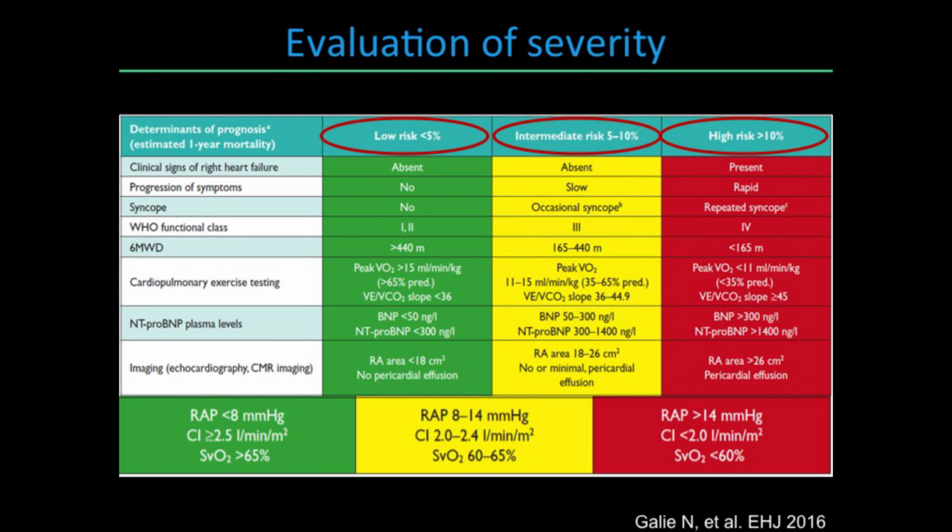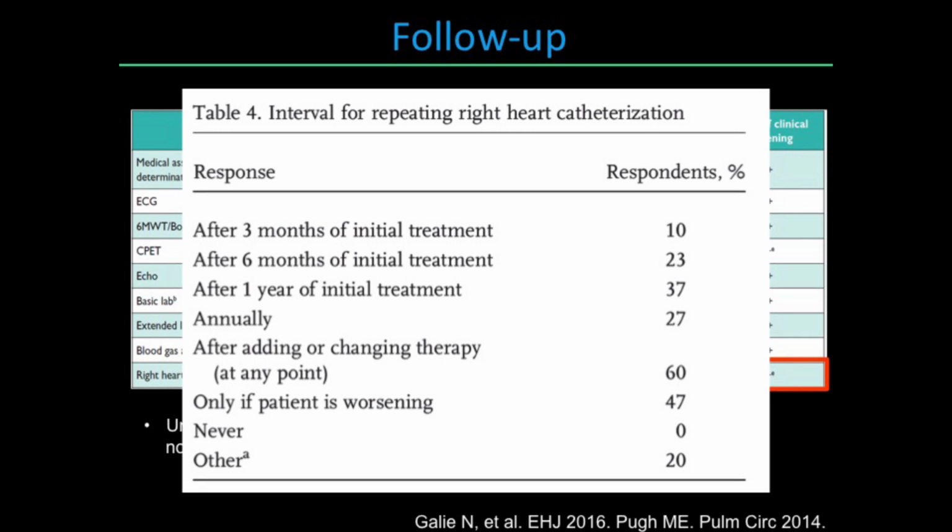In addition, the right heart catheterization will also give you some values that will help you classify patients in a low risk, intermediate risk, or high risk category based on the 1 year mortality, less than 5, 5 to 10, and more than 10. And the hemodynamic determinations that the guidelines consider are the green zone, the yellow zone, and the red zone, depending on the risk you have. You certainly don't want to be here with a right atrial pressure more than 14 millimeters of mercury, a low cardiac index less than 2, and a low SVO2.